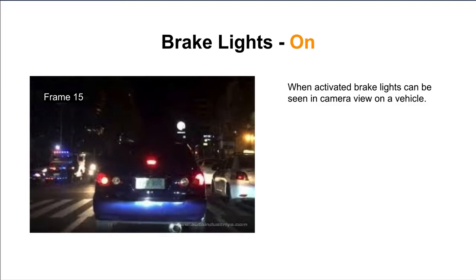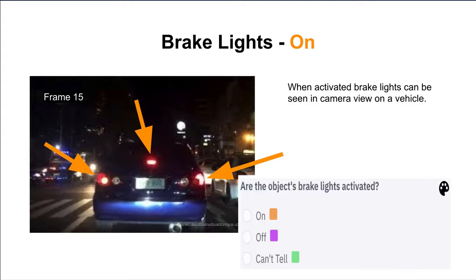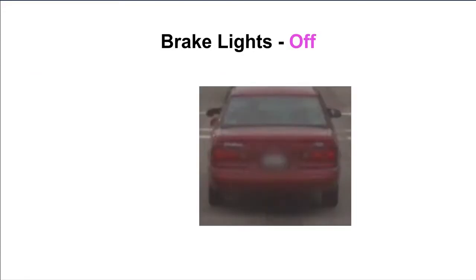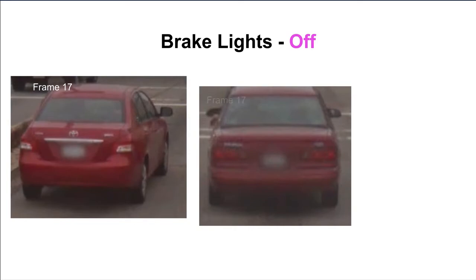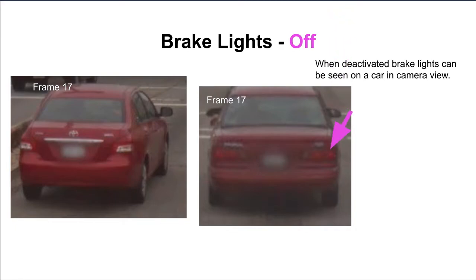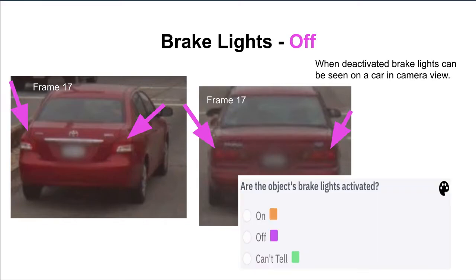When you can see activated brake lights on a vehicle, like these, you want to select on for the brake lights attribute. When deactivated brake lights can be seen on a car in camera view, like these, then you're going to want to select off for those frames.